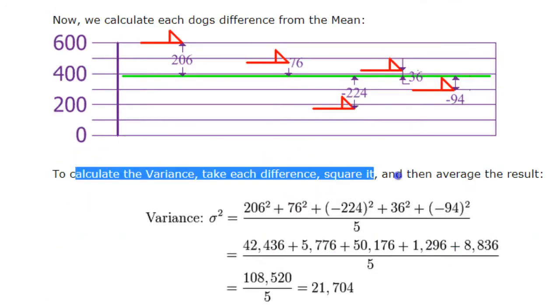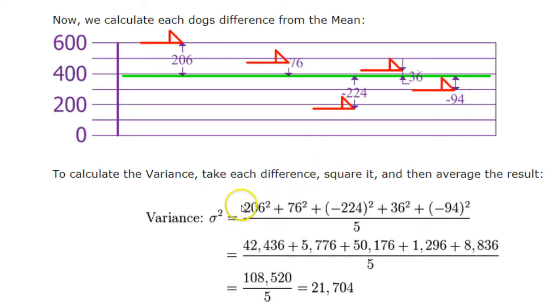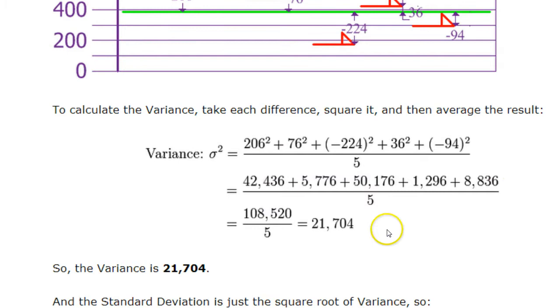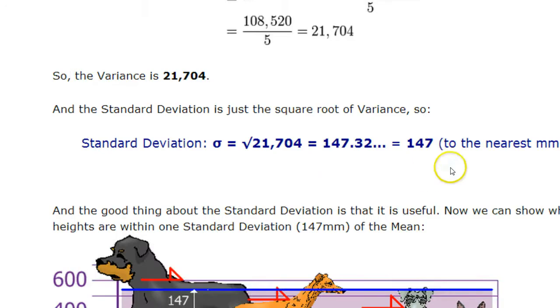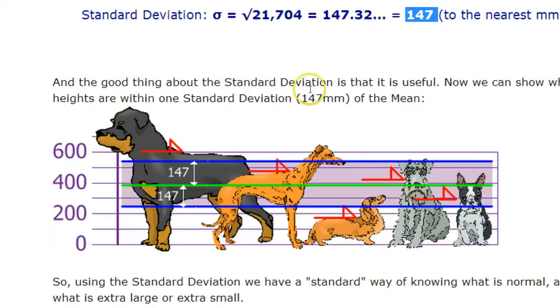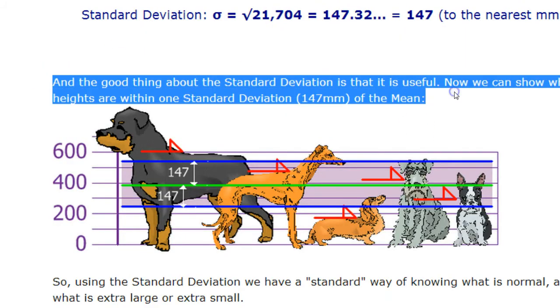Now to calculate the variance, take the difference, square it, and then add the results. So we square each result. We're going to get some really big numbers, and then we add them all together, and we divide by 5, and we get 21,704. Variance is not as easy to explain why it's there, but it's the square of the standard deviation. The standard deviation is just the square root of that, so the spread out part is 147 millimeters. That's the good thing about standard deviation, it's useful.